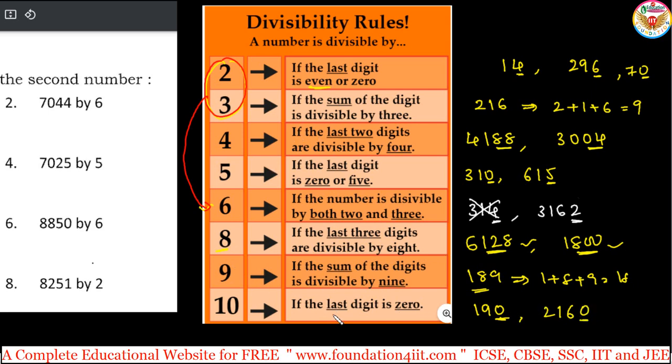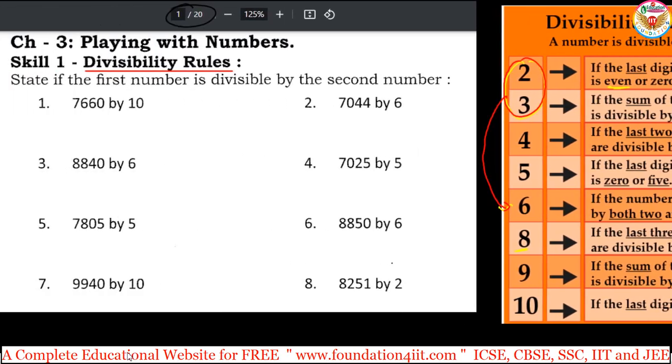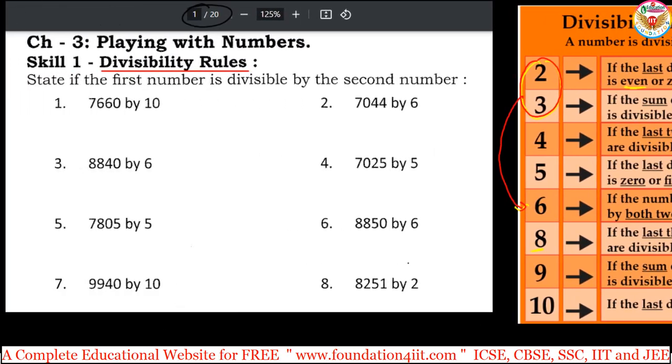Once you are perfect with these divisibility rules, then you can start the worksheets. You can check now. A few examples I'll show you. They're asking whether the first number is divisible by the second or not. State whether 7660 is divisible by 10, right? Because the last digit is 0. Divisible by 2, they are asking about 6. That means the last digit must be an even number. Yes. Again 7 plus 4 plus 4, 7. You should check with 3 whether it is divisible by 3 or not.